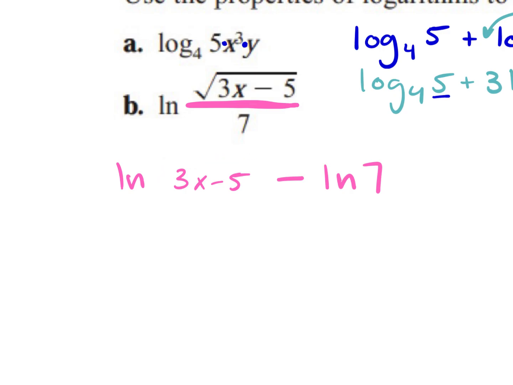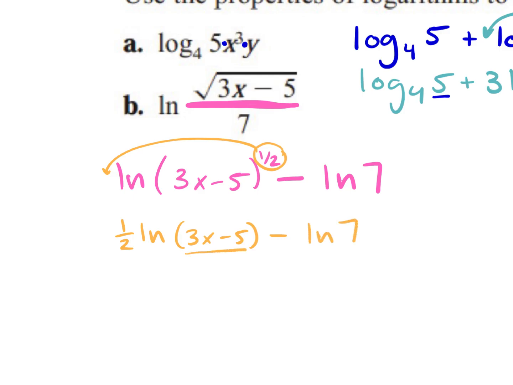One half. The square root is the same thing as saying the 1/2 power. And what do we do with an exponent? We move it to the front. So I'm going to move that 1/2 to be a coefficient in front. So we have 1/2 times the ln of 3x minus 5 minus the ln of 7.